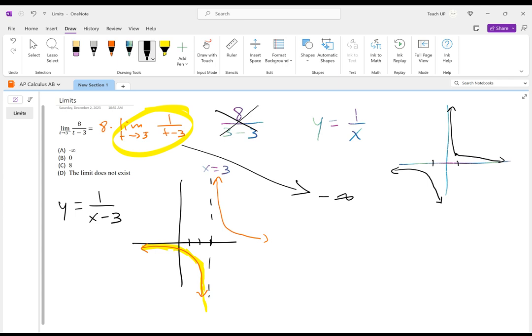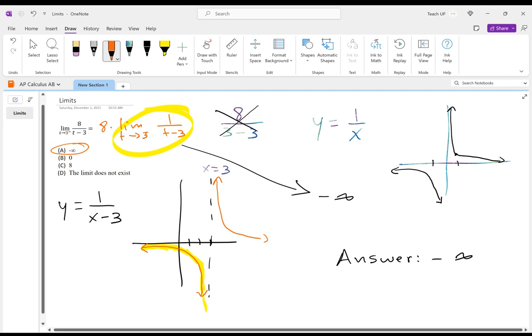And when you take negative infinity and you multiply it by a constant of 8, the answer is just going to be negative infinity. Therefore, we're going to be selecting A.